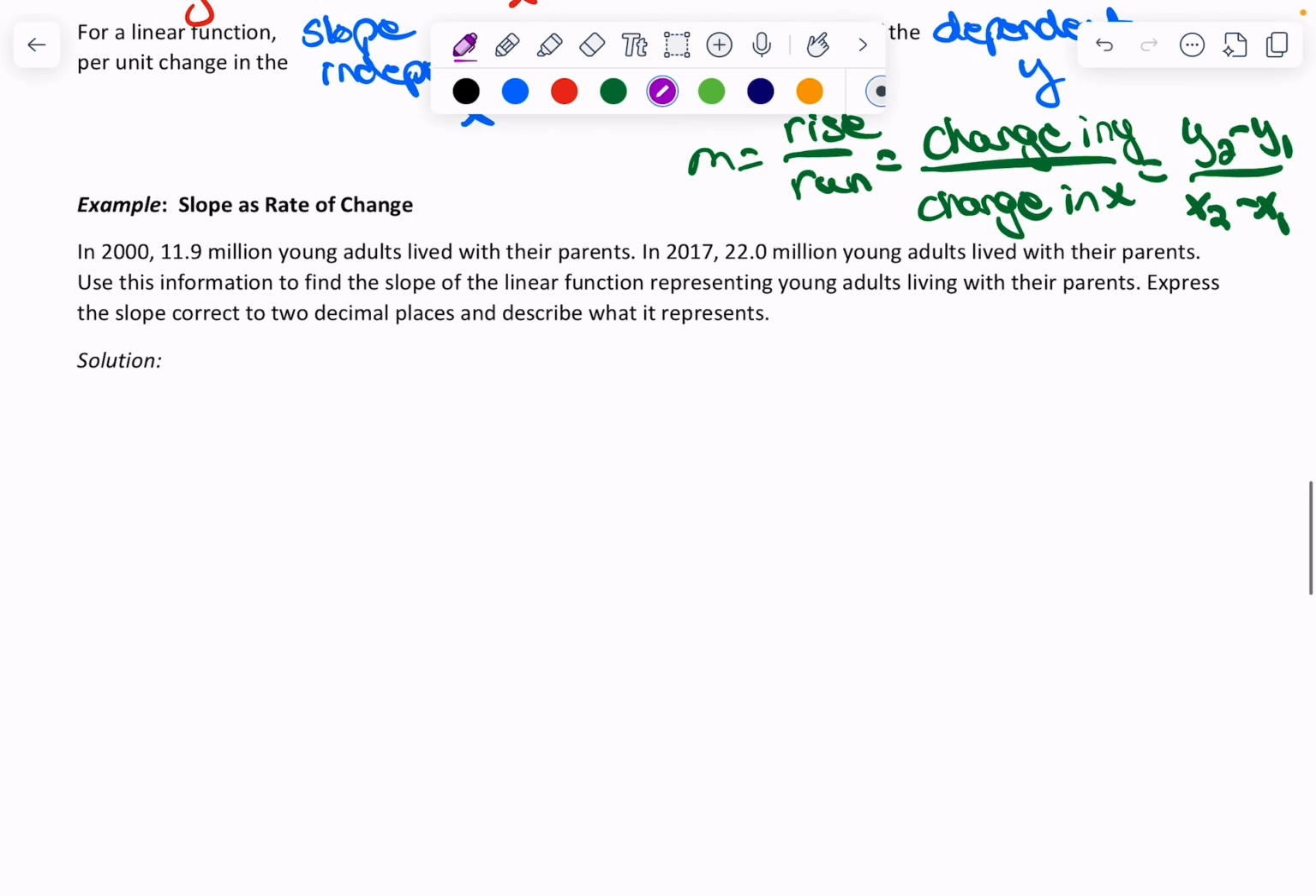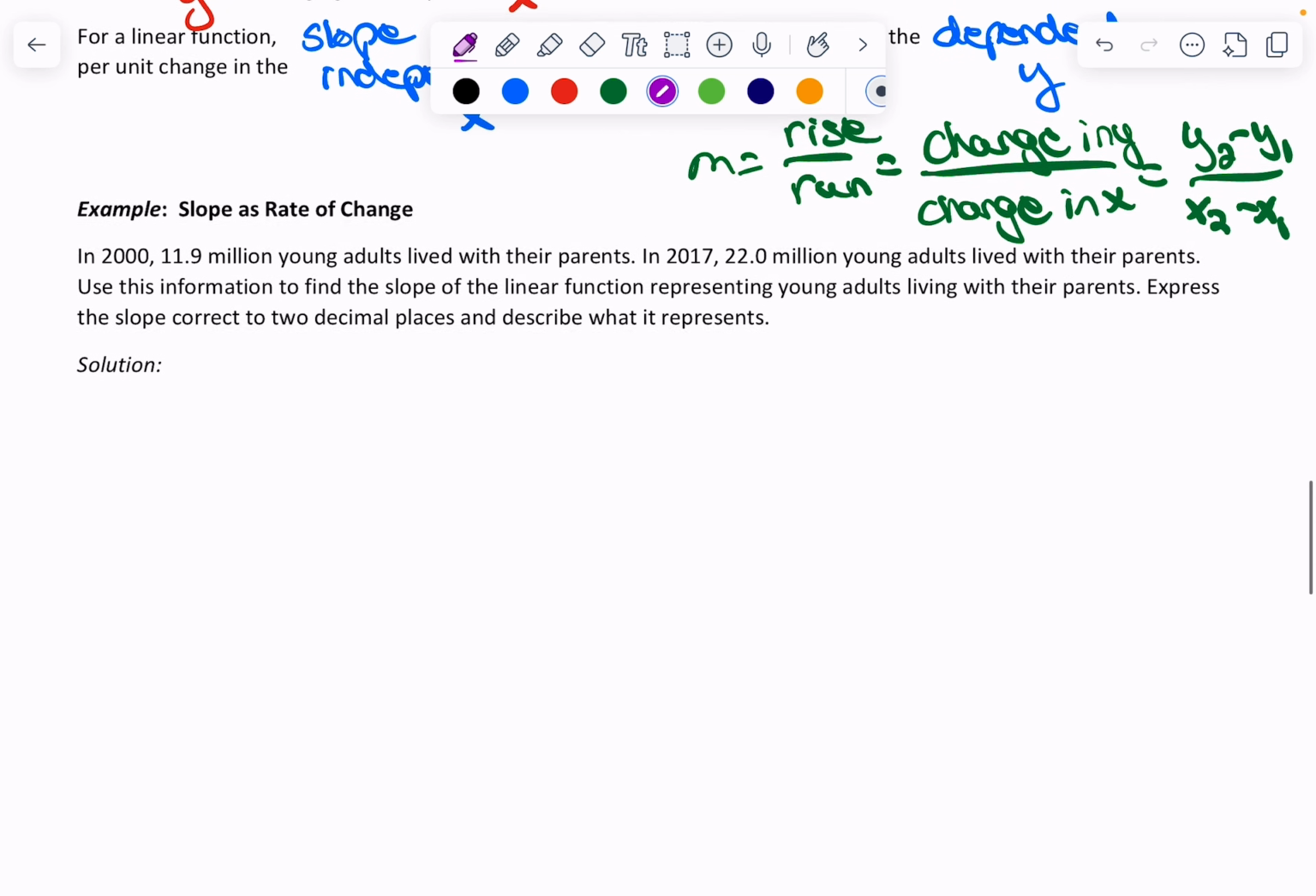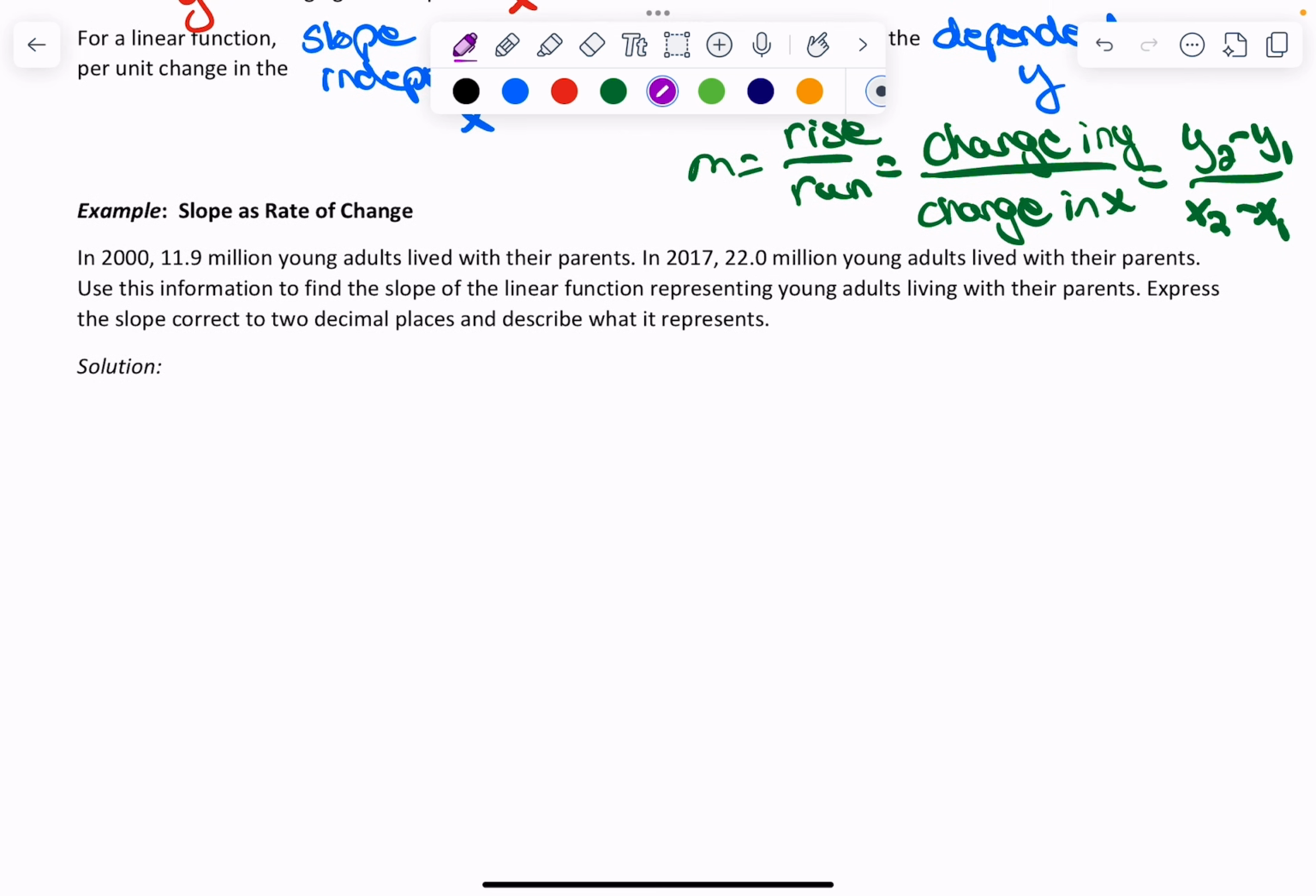In 2000, 11.9 million young adults lived with their parents. In 2017, 22.0 million young adults lived with their parents. Use this information to find the slope of the linear function representing young adults living with their parents. Express the slope correct to 2 decimal places and describe what it represents.